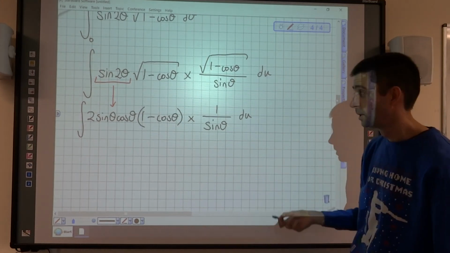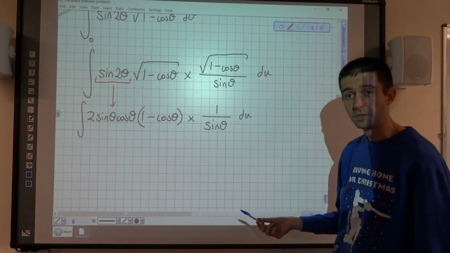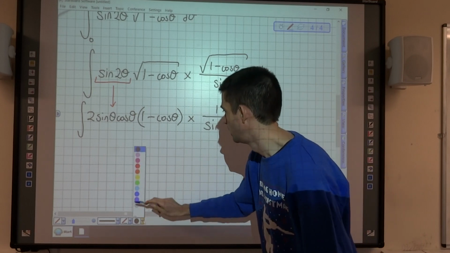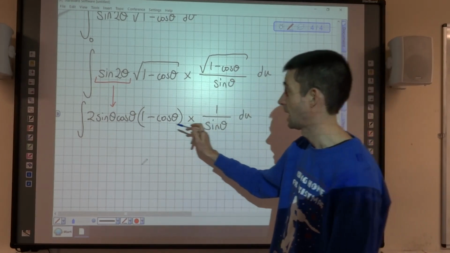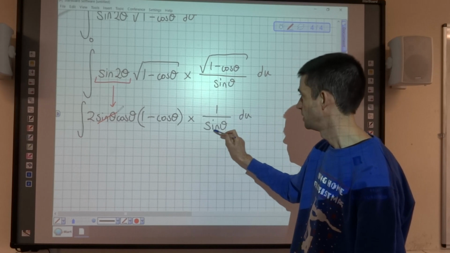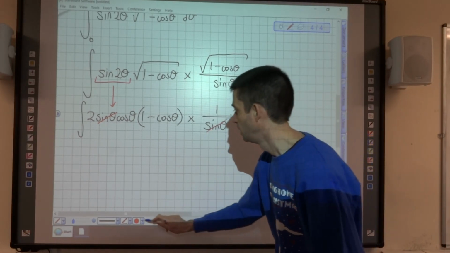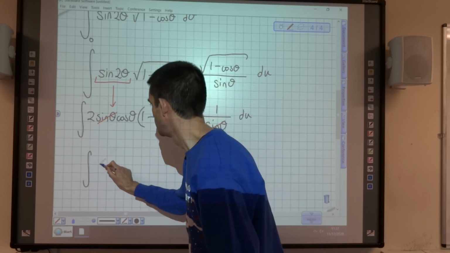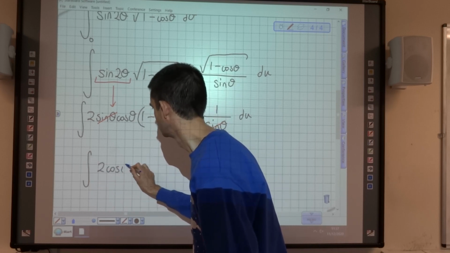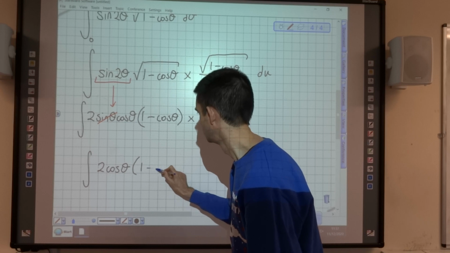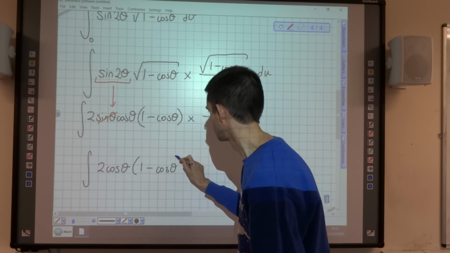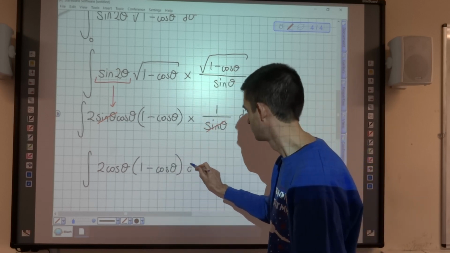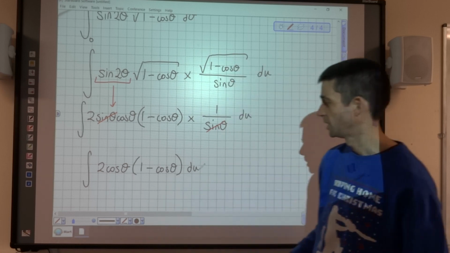Now why do that? Well, the reason that we want to do that is because we can cancel that sine theta with that sine theta, which means that what we're actually going to be integrating is 2 cos theta (1 minus cos theta) with respect to u.